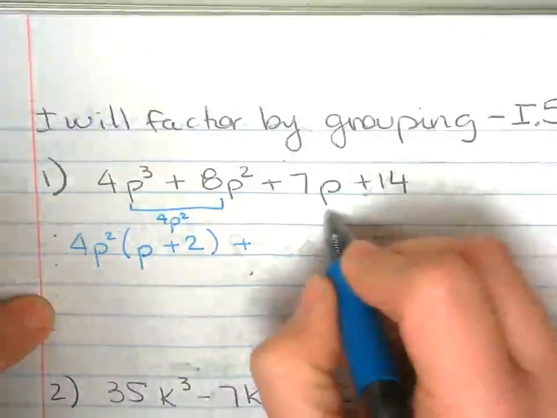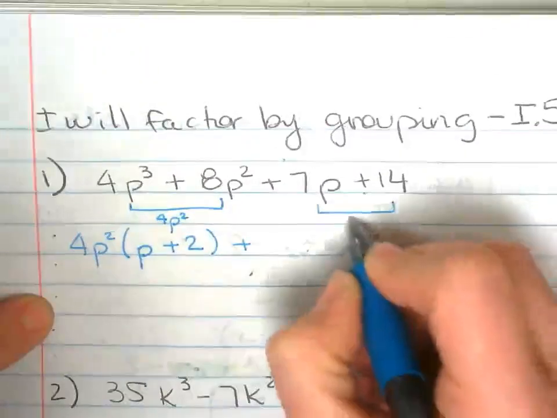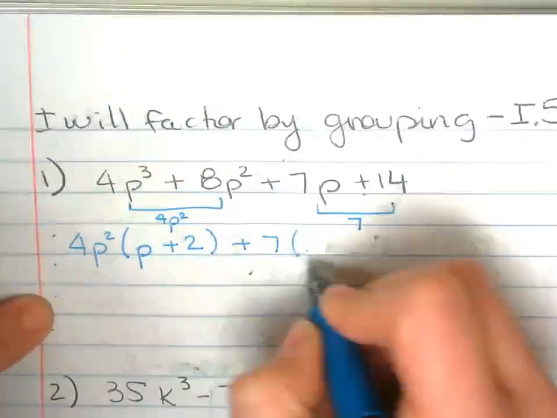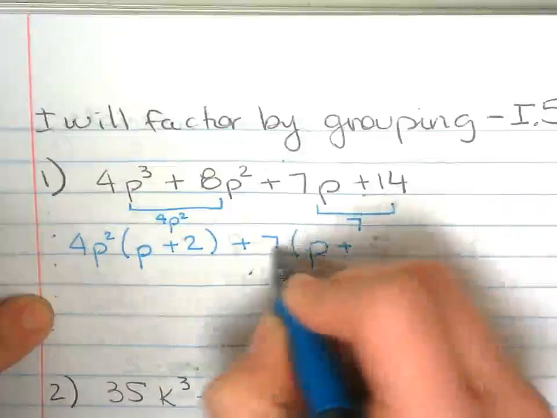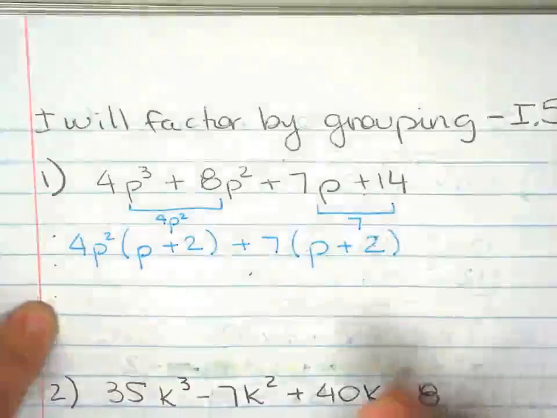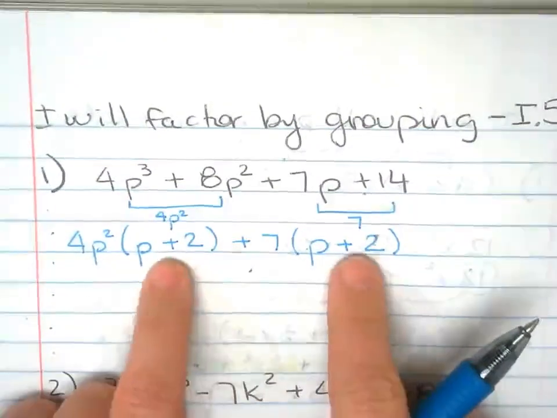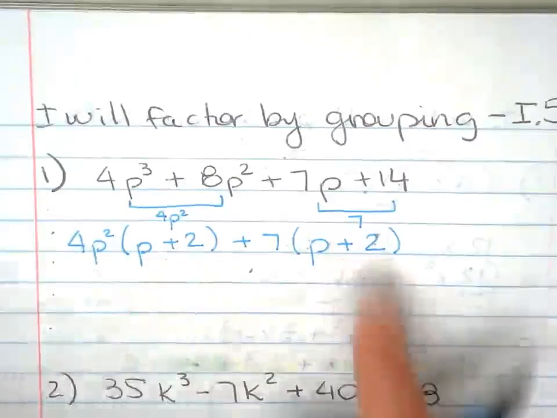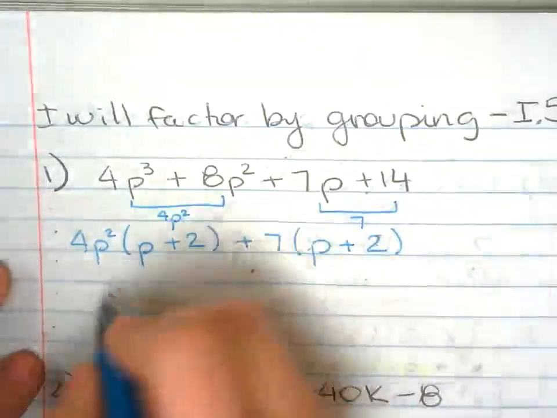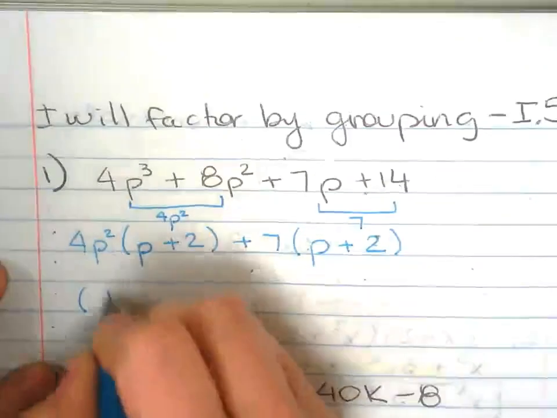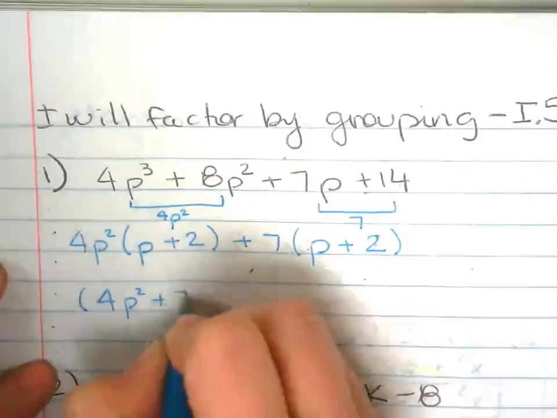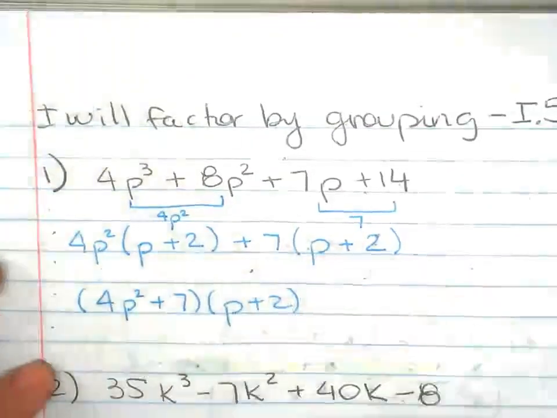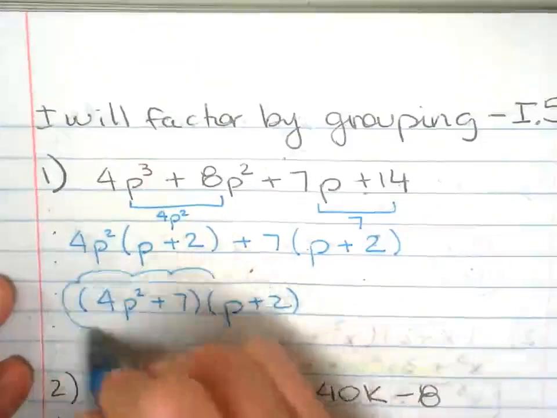Plus, now these two, I can divide them both by 7. So 7 right there on the outside, 7p divided by 7 is p, plus 14 divided by 7 is 2. Now look how cute. These two are the same terms. So the way you're going to write your final answer is you're going to get these two and make it a term, and then you're going to write this one and make it a term. This should be the end.